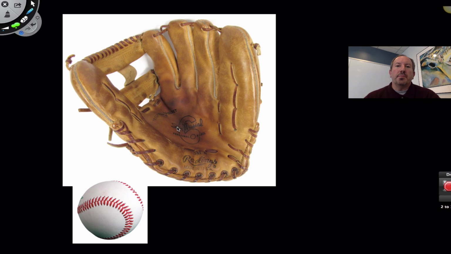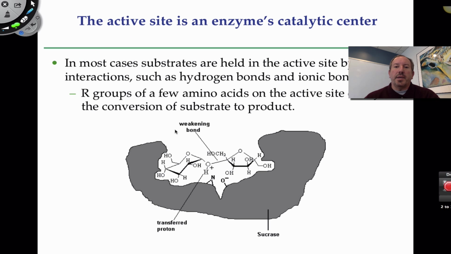Most people think of an analogy as being a lock and a key. In other words, the lock is very specific, and the key is the substrate fitting into the lock. So that's a good one. In this case, we're still going with sucrose. Here's glucose and here's fructose over here. How does it bind with the protein? Well, it's usually held temporarily by hydrogen bonds and ionic bonds between the R groups that are protruding from the amino acids found in the three-dimensional active site.